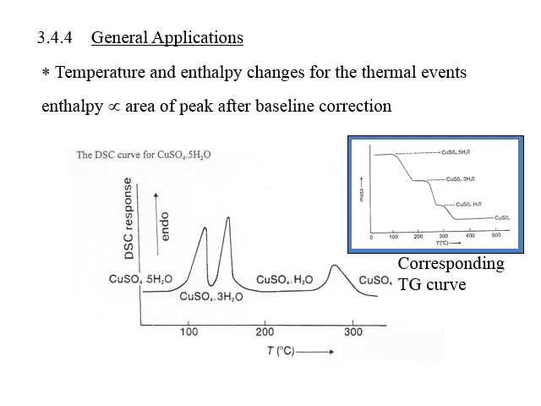You can measure the temperature and enthalpy changes for specific thermal events. In general, the enthalpy is proportional to the area of any of the peaks after your baseline correction. Shown down below in the DSC plot, which is endotherm up, we have the same example that we had with TGA, and the corresponding TG curve is shown there on the right, framed in blue, of the copper sulfate pentahydrate.